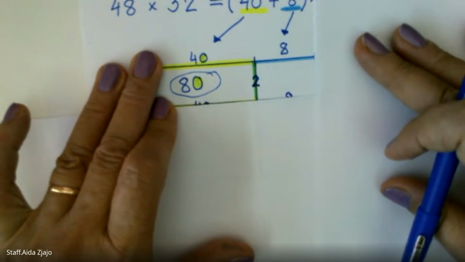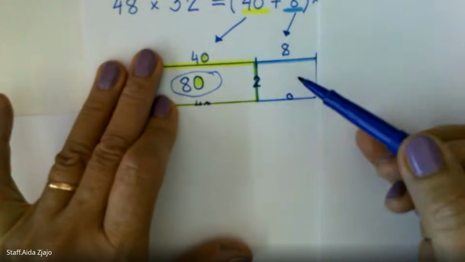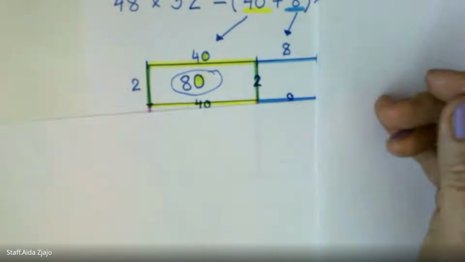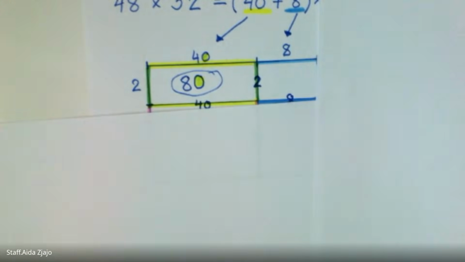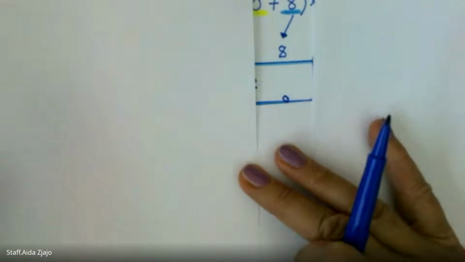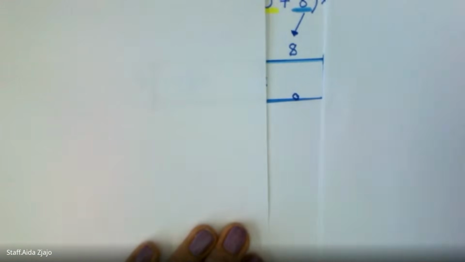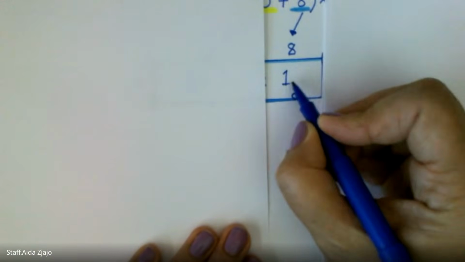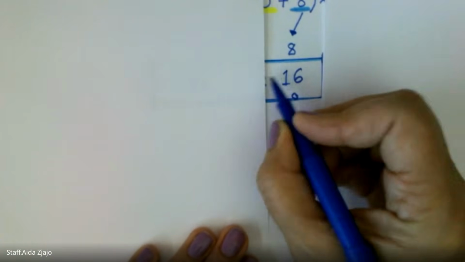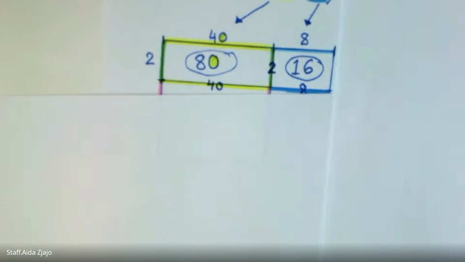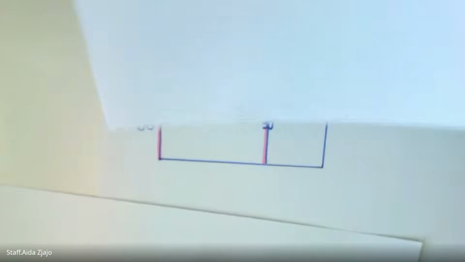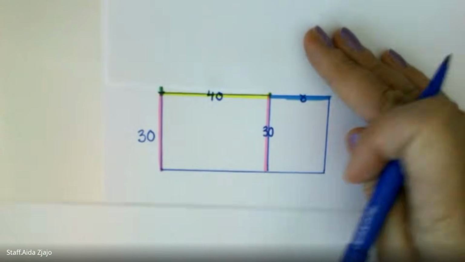So now I have a green by blue, which makes 2 times 8, and 2 groups of 8 is 16. So I know that this is 16. So 2 times 8 is 16. So this area is 16. Now I'm going to move to the bottom areas.